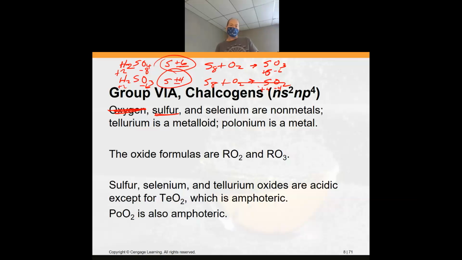And when you take your SO3 and you add water, you get H2SO4. And that is already balanced. When you take your SO2 and add water, you get your H2SO3. And that is already balanced. All right, and so everything in that column is going to work the same.